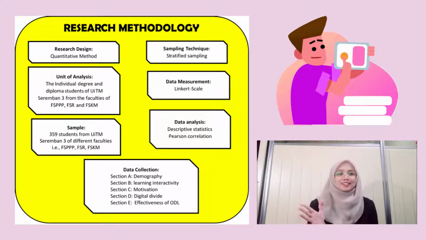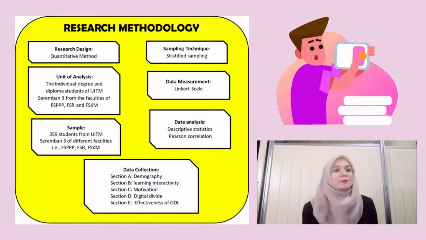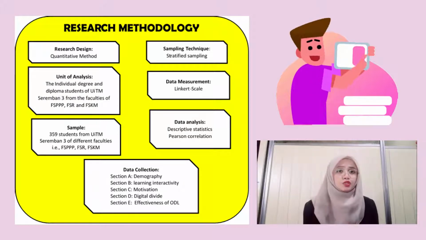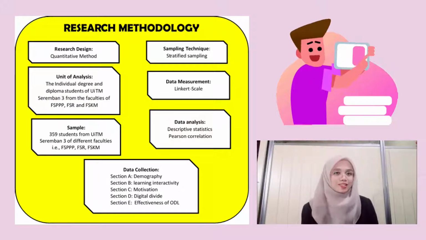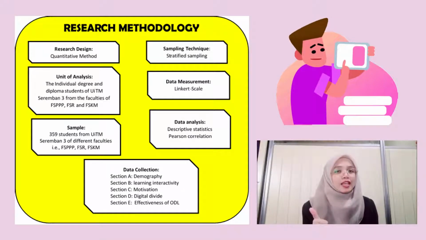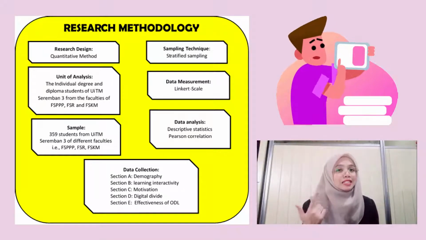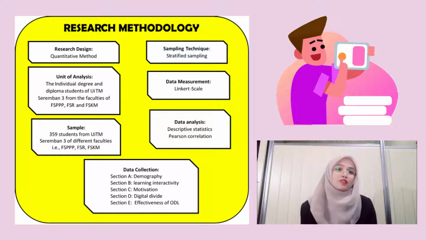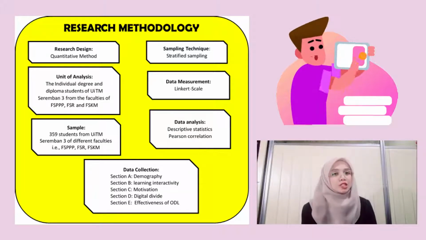As for the data analysis, descriptive statistics and Pearson correlation were used to analyze the data obtained from the questionnaires. The data collected from the questionnaires include Section A, demography; Section B, learning interactivity; Section C, motivation; Section D, digital divide; and Section E, the effectiveness of ODL. Now, there are 7 questions for each of these sections mentioned, utilizing the Likert scale.